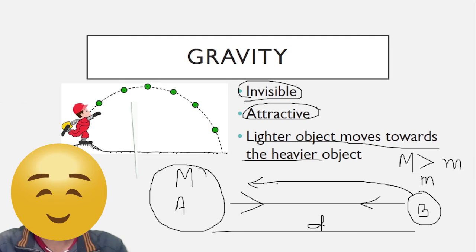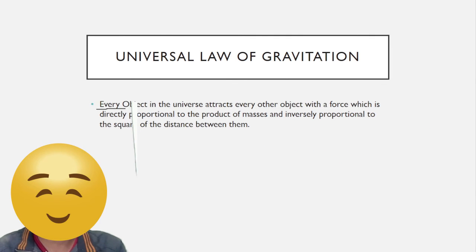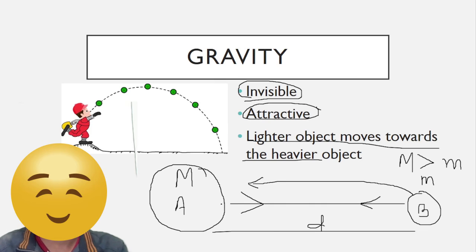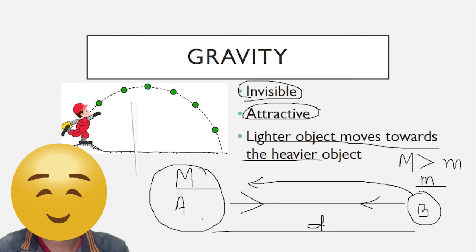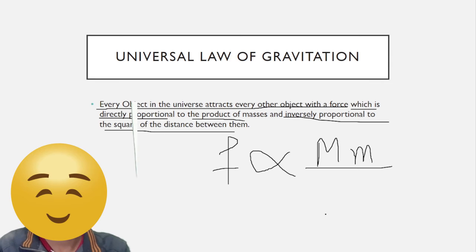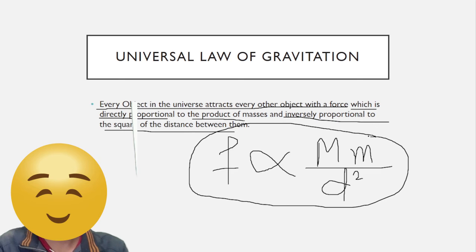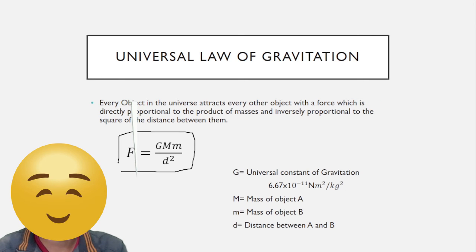Gravity can be understood with the help of the universal law of gravitation, which states that every object in the universe attracts every other object with a force. This force is directly proportional to the product of masses. If you take the example of these two objects, the masses are capital M and smaller m, so the product of masses would be capital M into smaller m, and it is inversely proportional to the square of the distance between them. The distance between these two objects is d, right? So we will write d square. We can represent this formula mathematically as F is equal to G M m by d square.